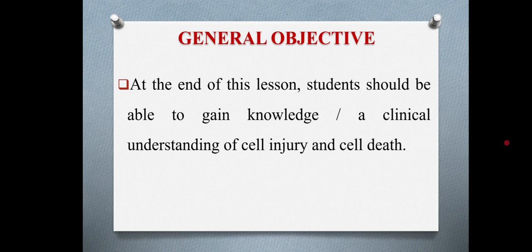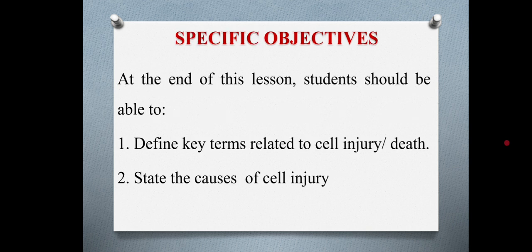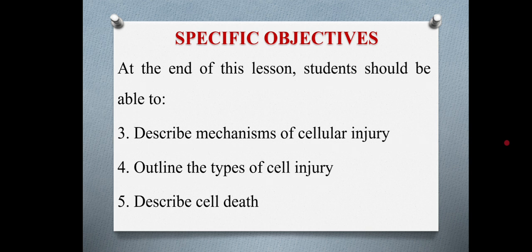The general objective of this particular class is that you should be able to gain knowledge on cell injury and cell death. That's what I want you to acquire at the end of the day. Then the specific objectives are that we're going to first define the key terms related to cell injury and cell death. Number 2, we are going to state the causes of cell injury. Then number 3, we're going to describe. See, the first thing we're going to do is define the key terms that we must understand in describing cellular injury and cell death.